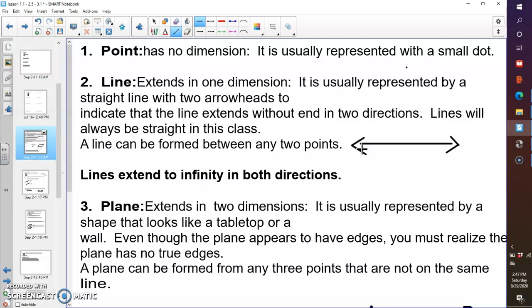And they can be formed between any 2 points. So it doesn't matter where I am. If I put a point here and a point here, I could draw a line between them. I can put a point here and a point over here, and I can draw a line between them. If you can think of any 2 points in the universe, you could always draw a straight line between them. And that is an important concept to understand because it brings us to the fact that we need at least 2 points to establish a line. You need to have a minimum of 2 points.